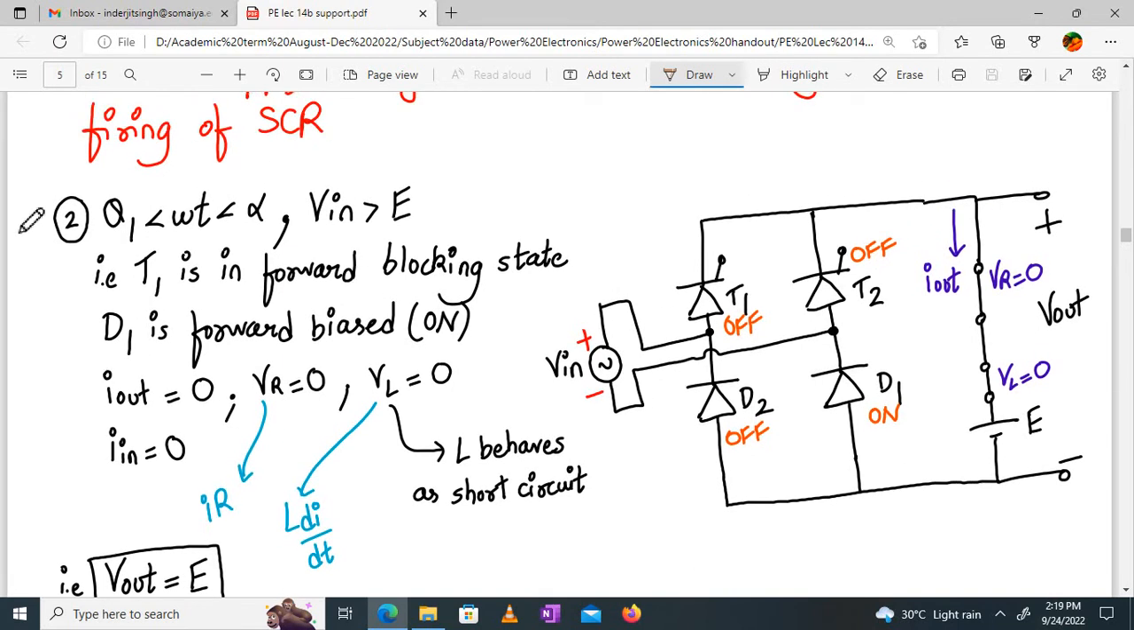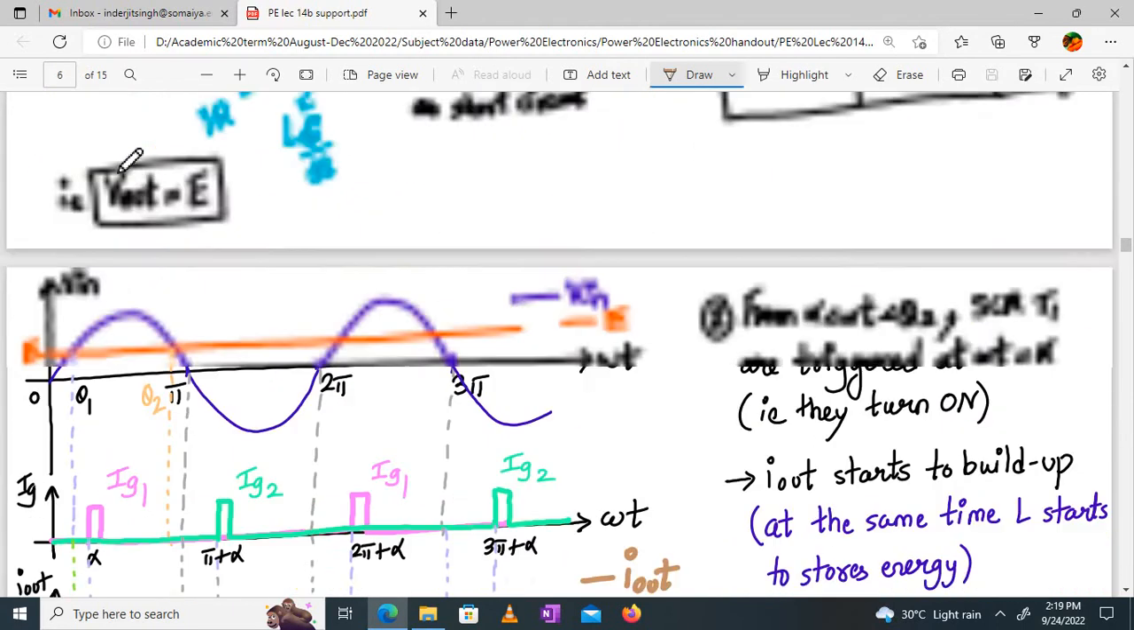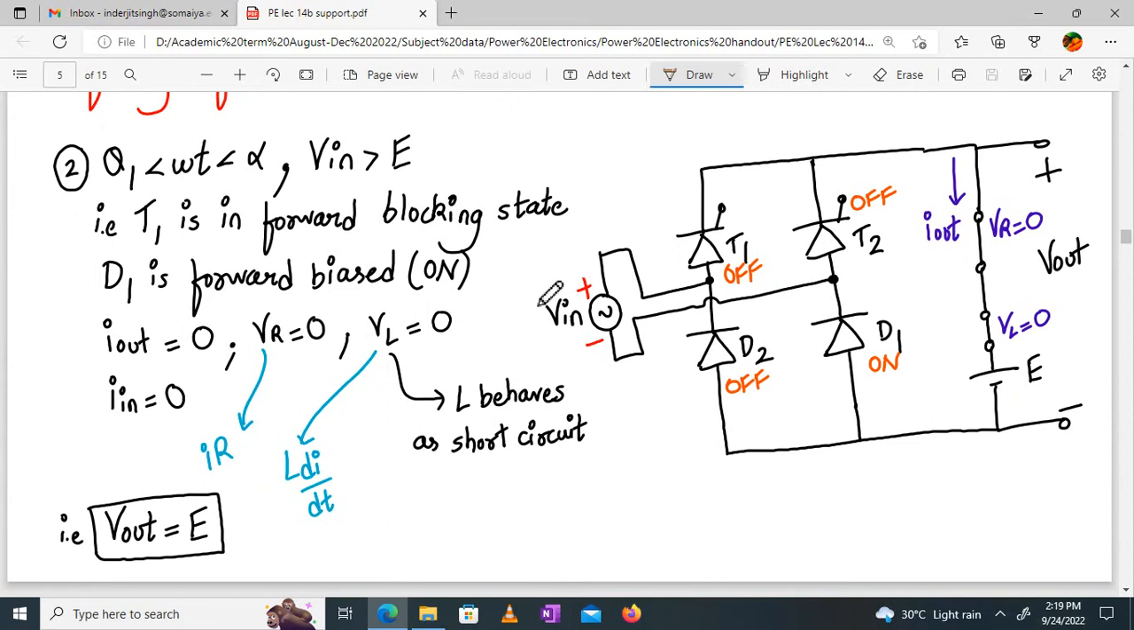This is actually written over here from theta 1 to alpha, but what we are discussing is from 0 to theta 1. So from 0 to theta 1, your D1 will be forward biased, T1 will be off, so your I out will be 0 because no current flows, so VR is 0. Now L behaves as a short circuit because the voltage across it is 0.